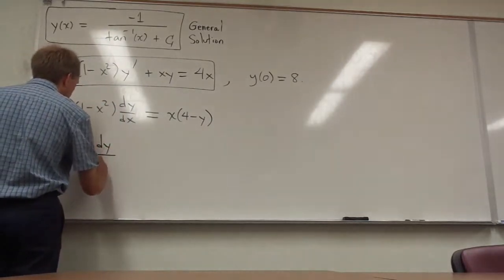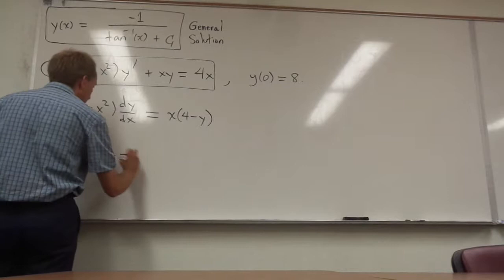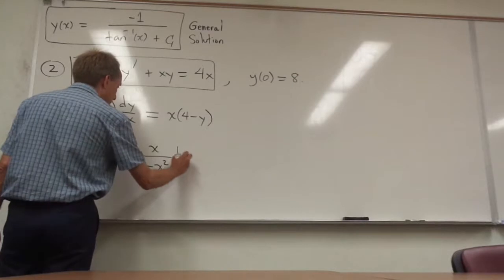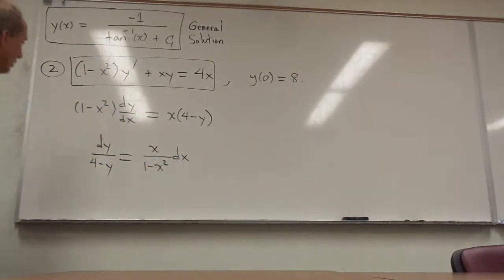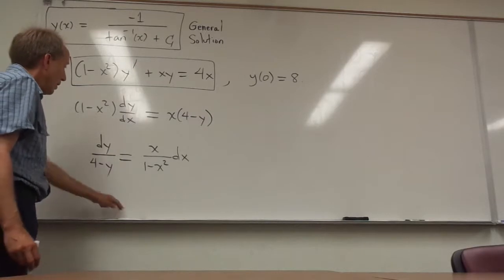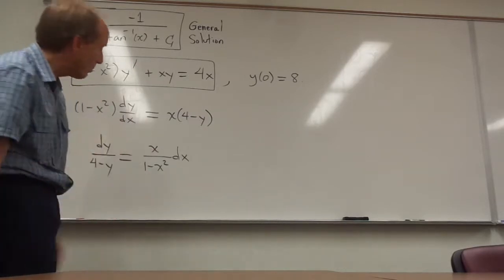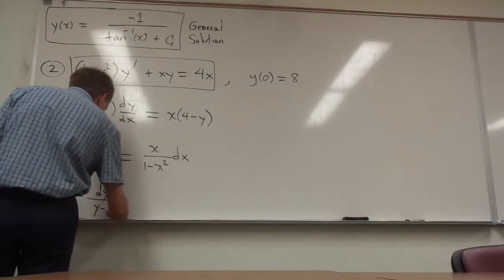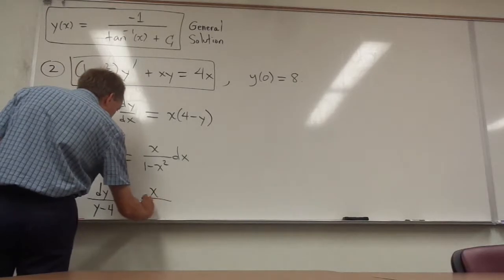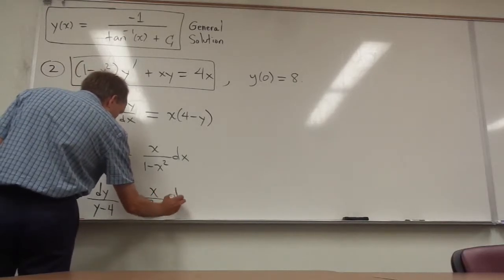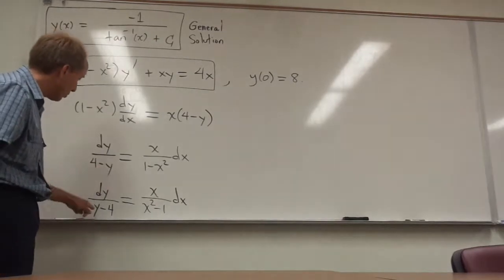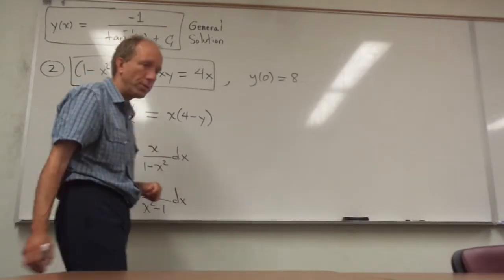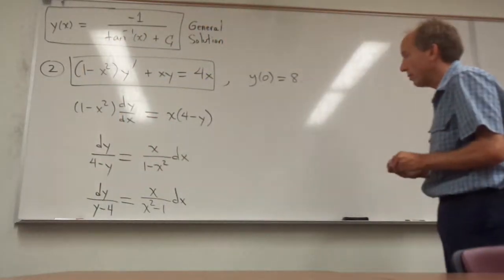I'm going to just move the 4 minus y underneath the dy, and I'm going to put the 1 minus x squared underneath the x and the dx. So there you go. Actually, to make the integration slightly simpler, it's not an absolute requirement that you would do this, but in this case, it's a little easier if you just negate both sides, both denominators on both sides of the equation. So I replaced 4 minus y with y minus 4 on the left side, and on the right side I replaced 1 minus x squared with x squared minus 1. So I did the same thing to both sides of the equation.